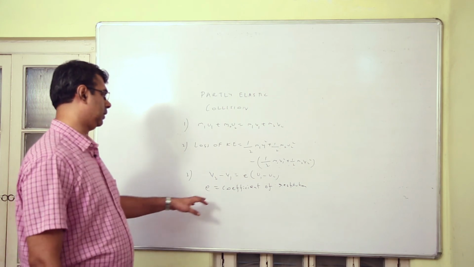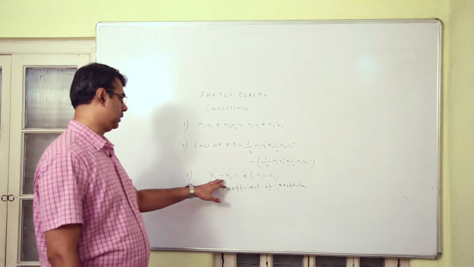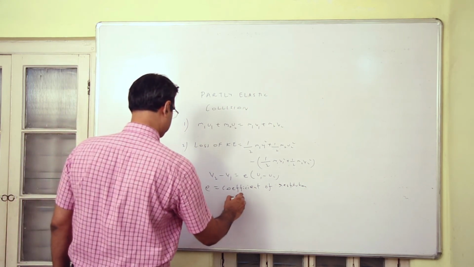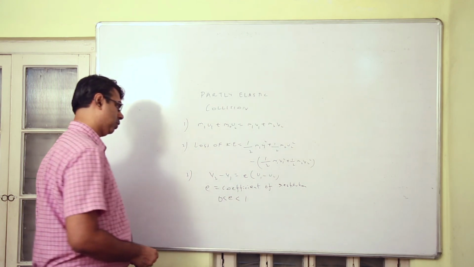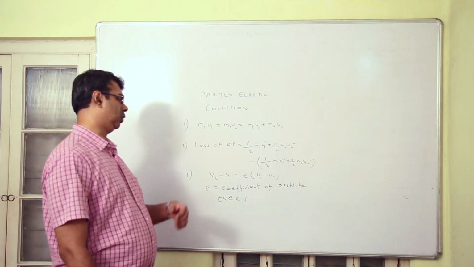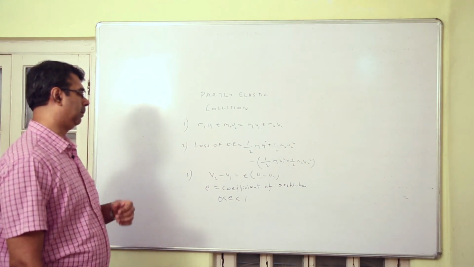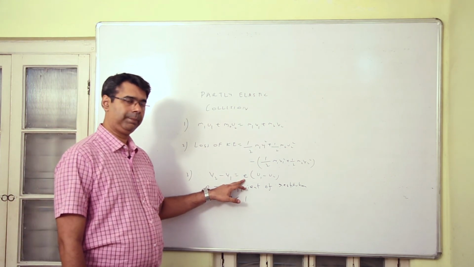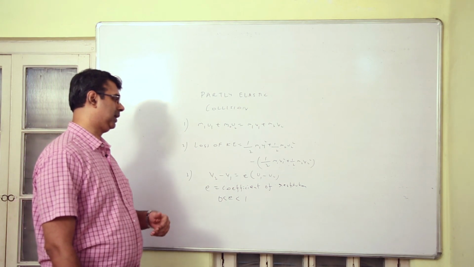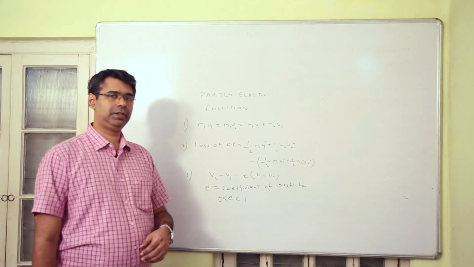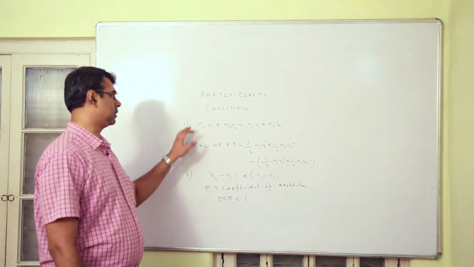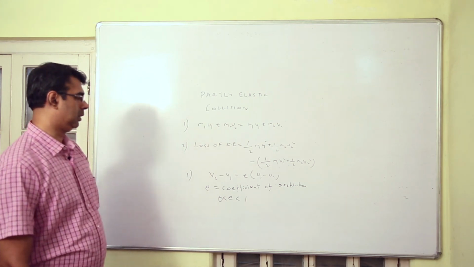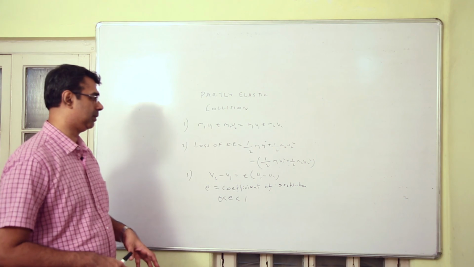So the coefficient of restitution is the ratio of velocity of separation to velocity of approach. Now this coefficient of restitution will always be between 0 and 1. If you look at perfectly elastic collision, then coefficient of restitution is 1. If you think of perfectly inelastic collision, then coefficient of restitution is 0, and in case of partly elastic collision, it is between 0 and 1. So this is how we can distinguish between the three types of collision.